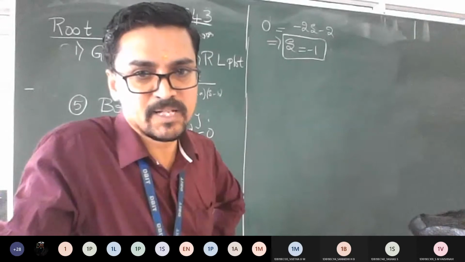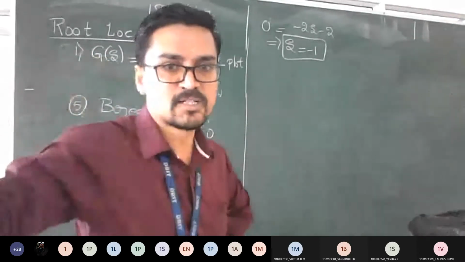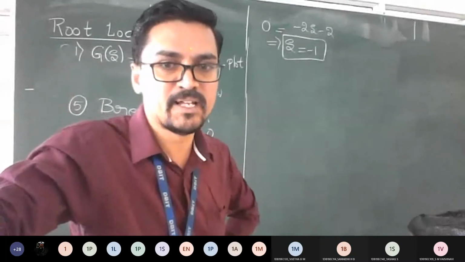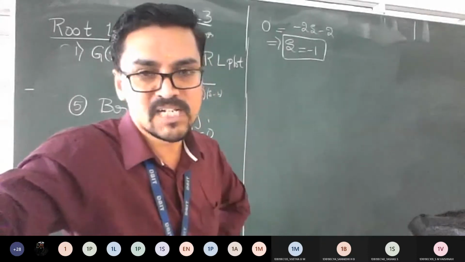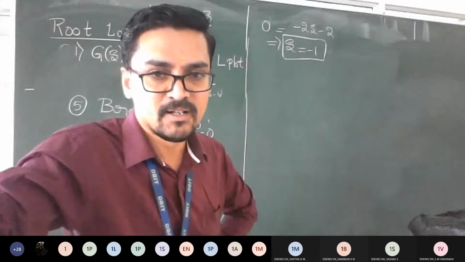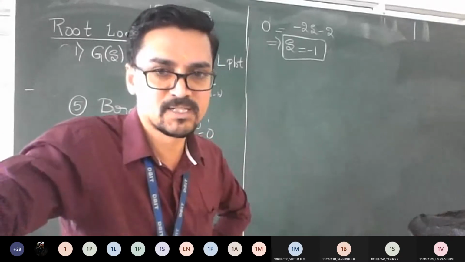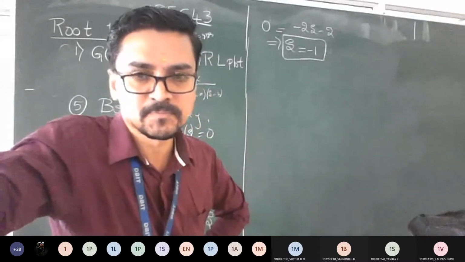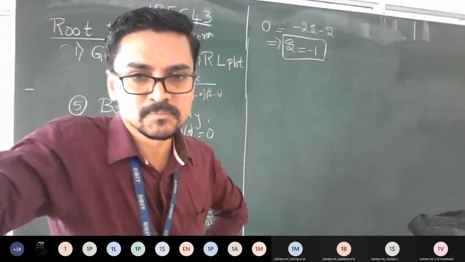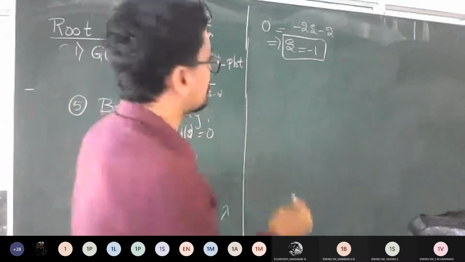Any doubts, anyone? Along the root locus, there may be any breakaway or break-in point. Since we found this breakaway point is the same as the centroid, while plotting you need to mark both at the same junction. That is what the meaning is. Is it okay? Shall we proceed? Good. So go with step number 6 now.